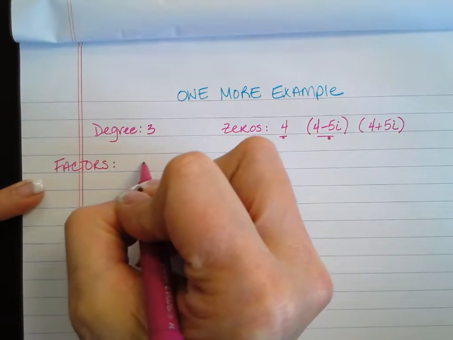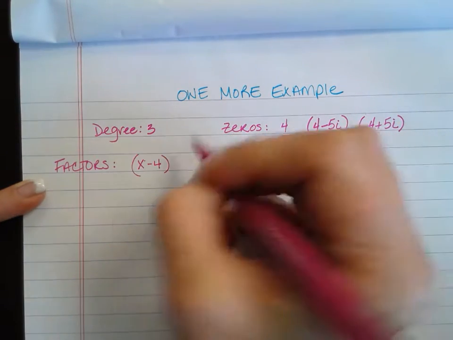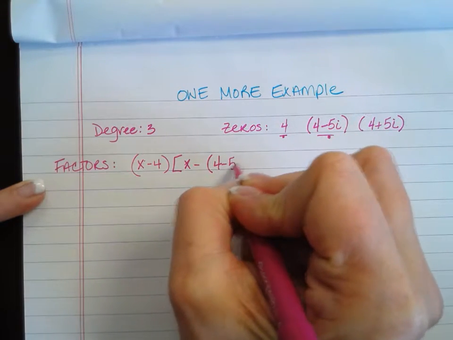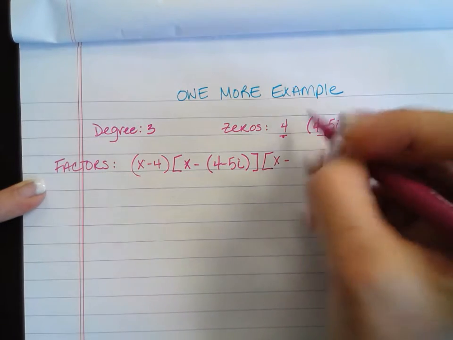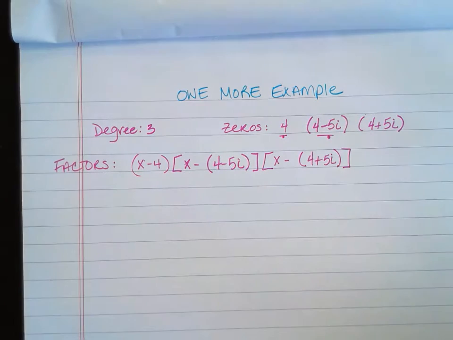I have x minus 4. I have x minus 4 minus 5i. And I have x minus 4 plus 5i. Good? Why is it always x minus?